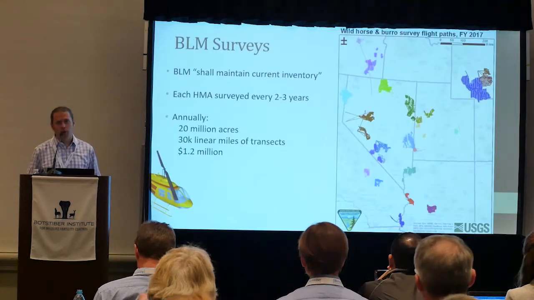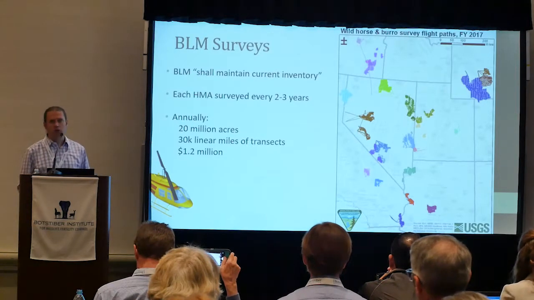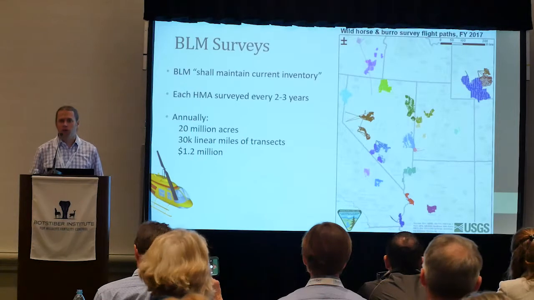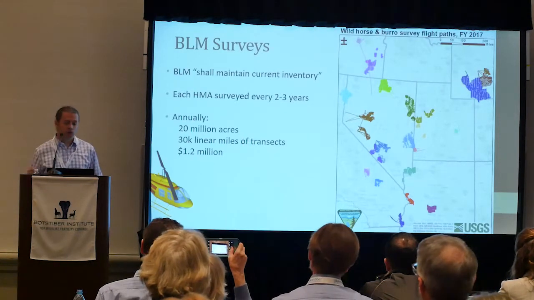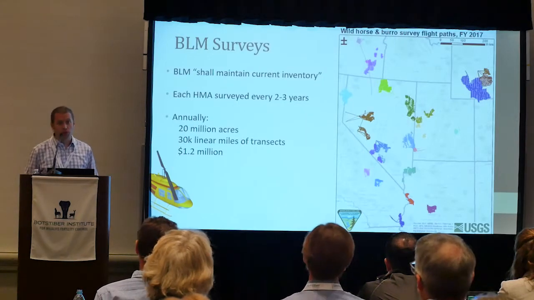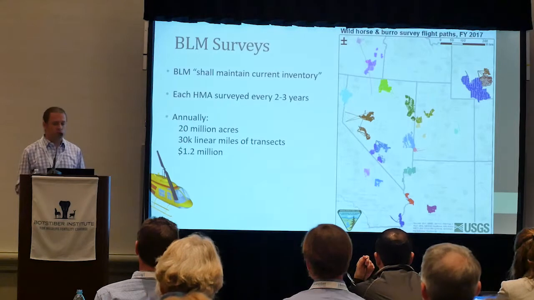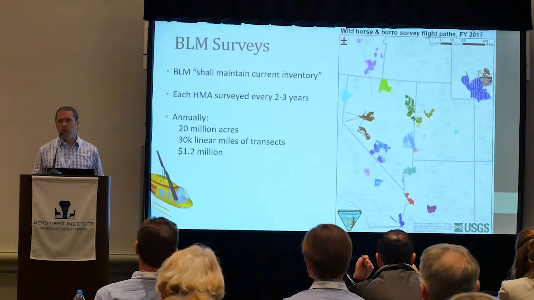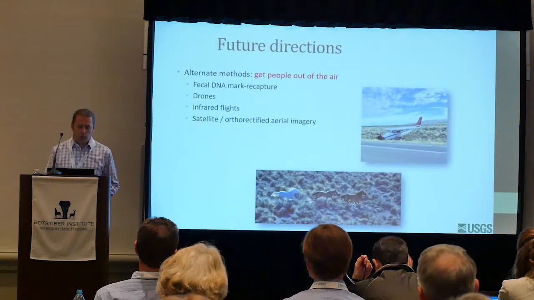And we spend a lot of time doing this. So we survey about 20 million acres a year. Each year we fly about 30,000 linear miles of transects. That's enough to take you around the equator and then keep going around the Atlantic. We do this a lot. We spend $1.2 million every year making sure we do this right. So again, if you're interested in doing this, please get in touch.